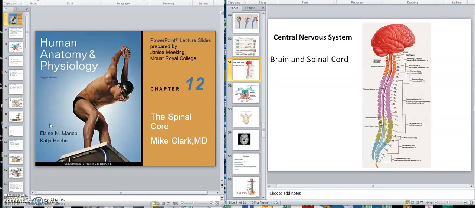Okay, class, what we want to do is talk about the central nervous system. The central nervous system consists of the brain and the spinal cord. What I want to talk about with this one is the spinal cord. Then we'll do several little videos on that, and then we'll talk about the brain. Okay? So let's get started.